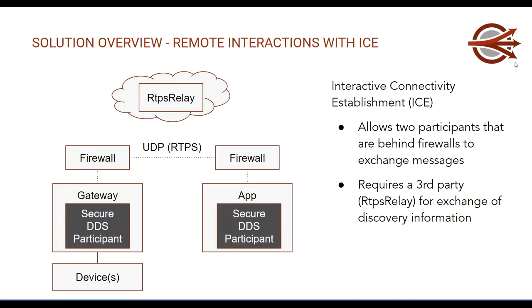ICE does require a third party. In this particular case, our RTPS relay will be that third party that allows the gateway and the application to exchange discovery information and bootstrap this protocol. So let's move on to the next slide.